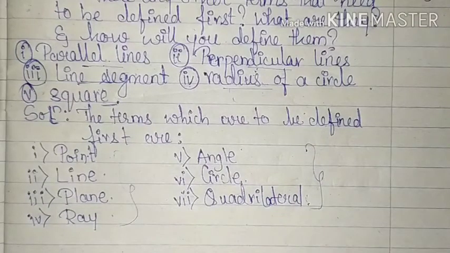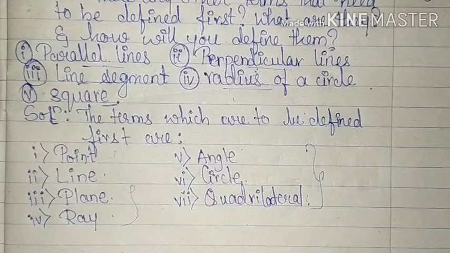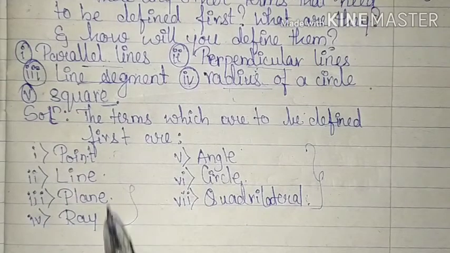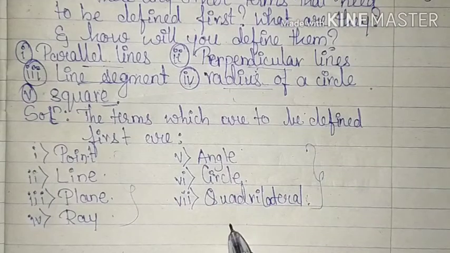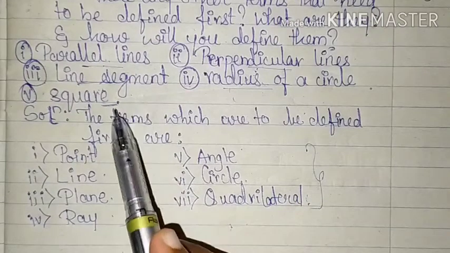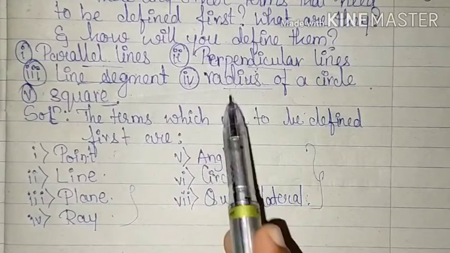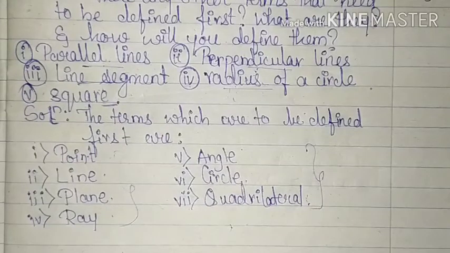So it is your job. Take it as your homework. Just pause the video right now and try to define these 7 geometrical elements, and after that try to write the definitions of these 5 objects which have been given to you in your question. Pause the video and try to solve it right now.